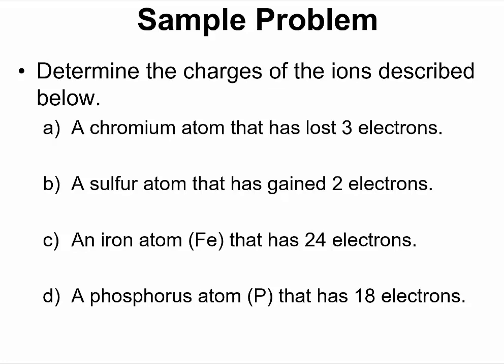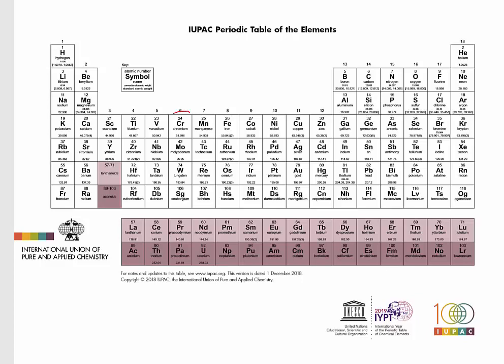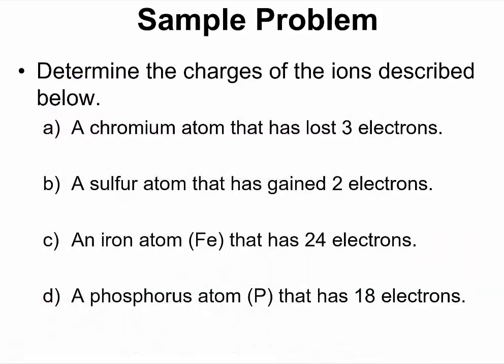Let me bring up a copy of the periodic table. This is chromium. Normally it has 24 protons and 24 electrons. But in this question, 3 electrons have been lost, which means we are going to have a charge of +3, because you are now going to have 3 excess protons.